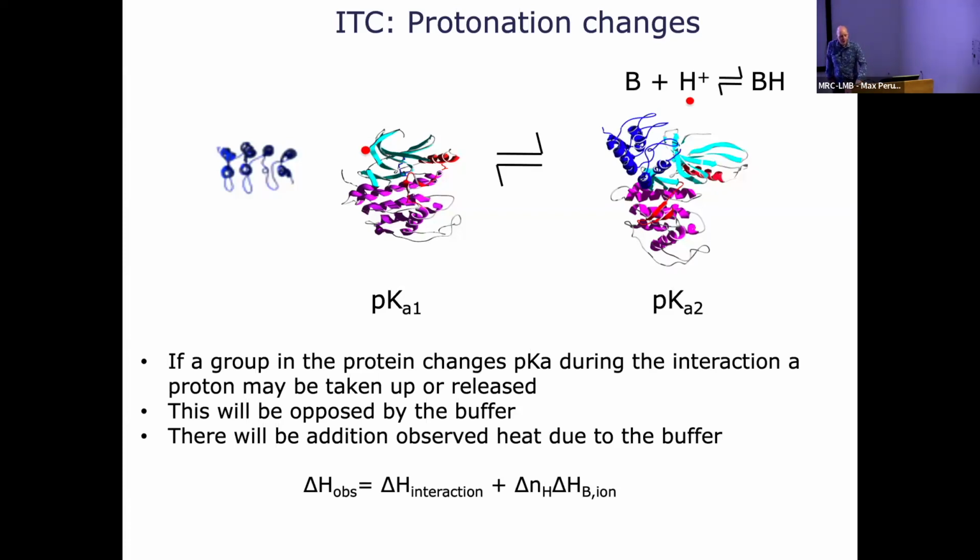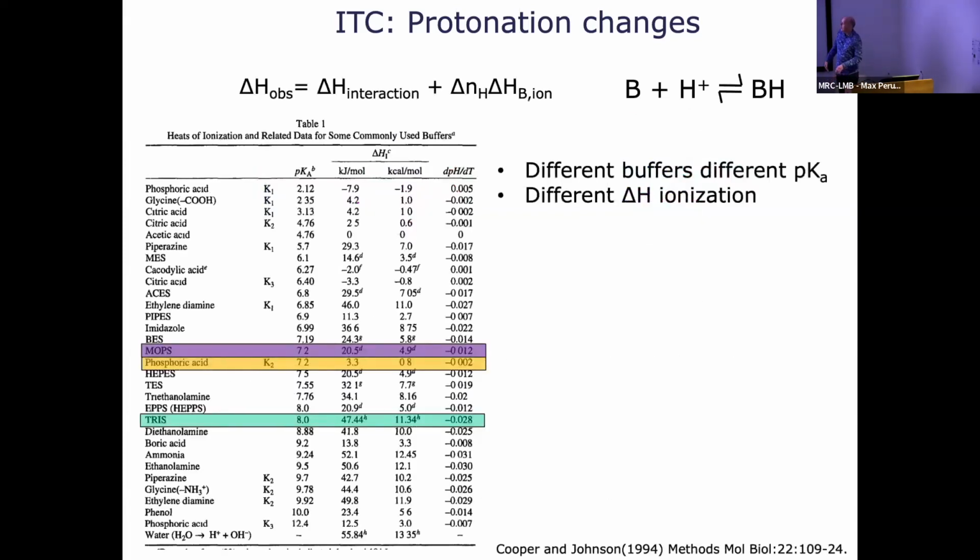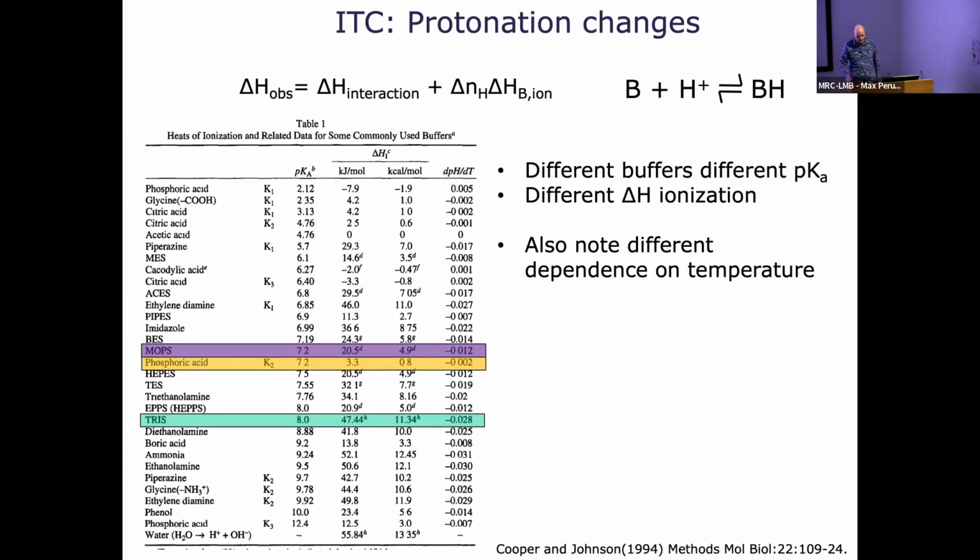But not all buffers are the same. Here's a table, and as you can see, lots of different buffers. You can see the delta H ionization here in the middle, and you see the vast difference between all of them. So if we want to see the difference of protonation in proteins, we can choose 3 different buffers with different ionizations and then compare the reaction here.